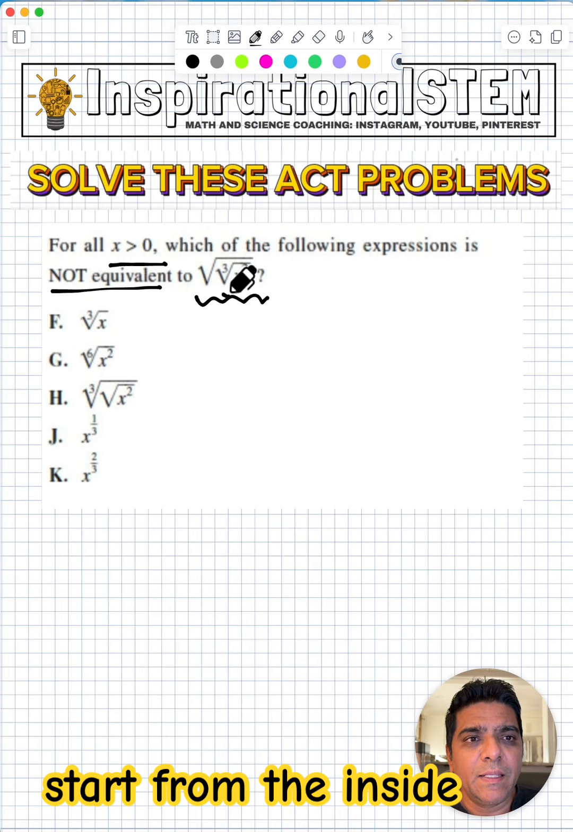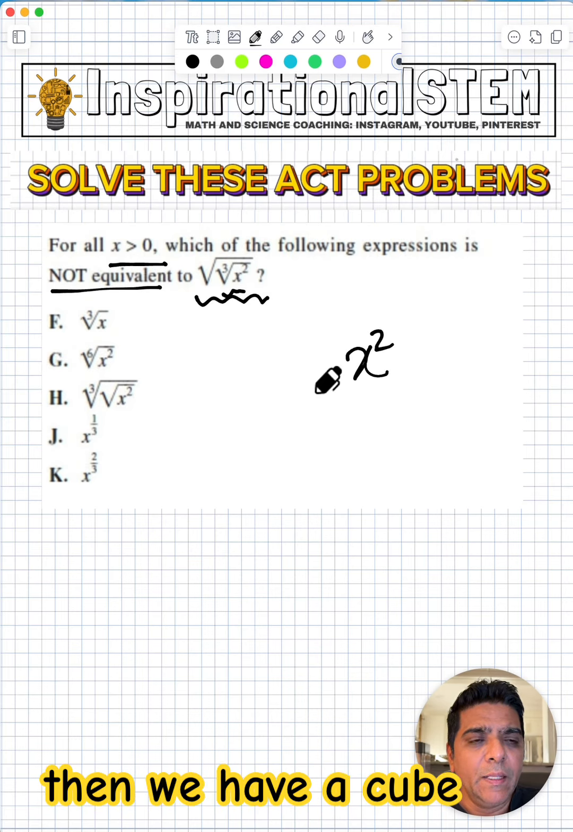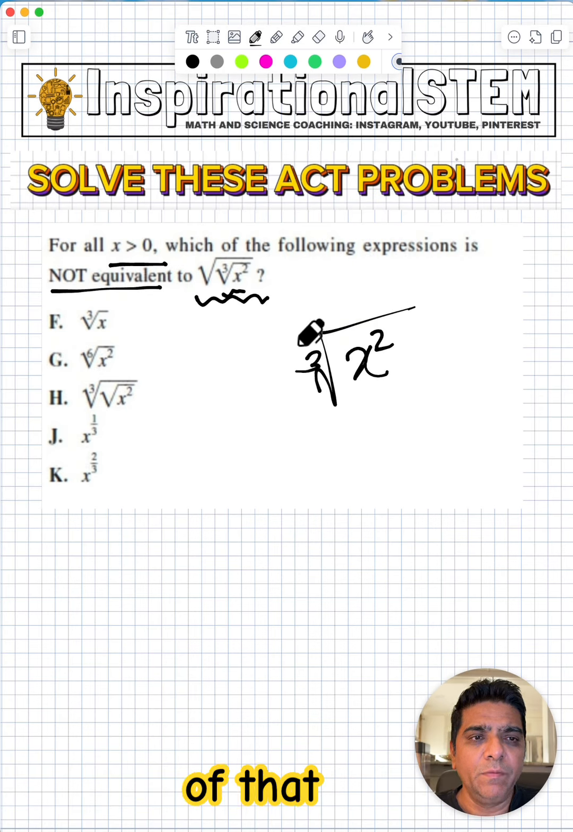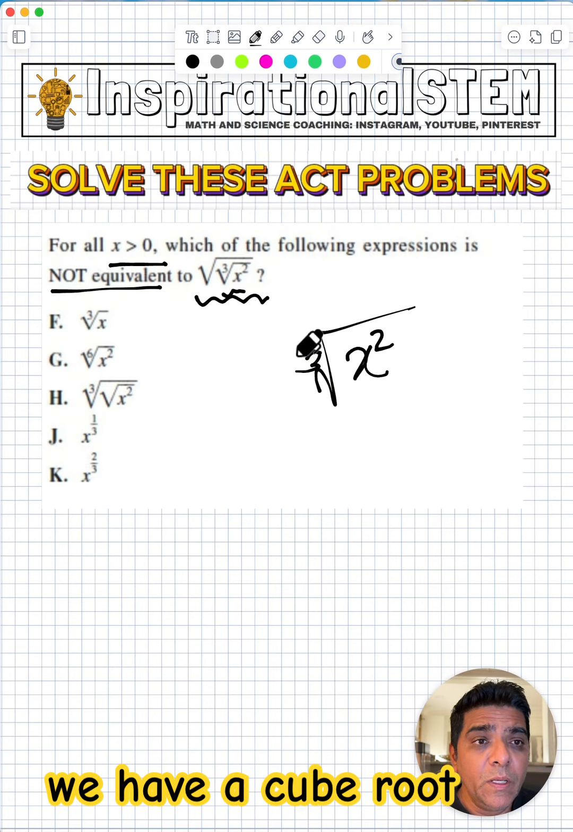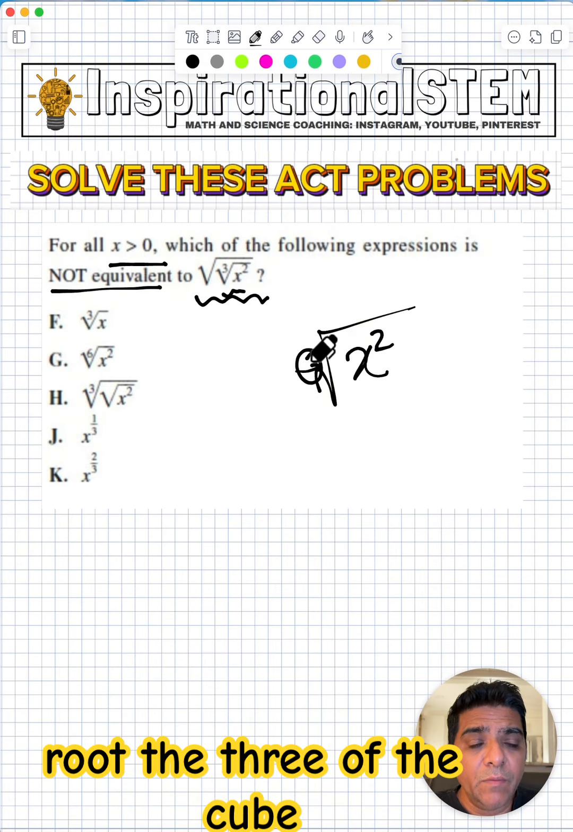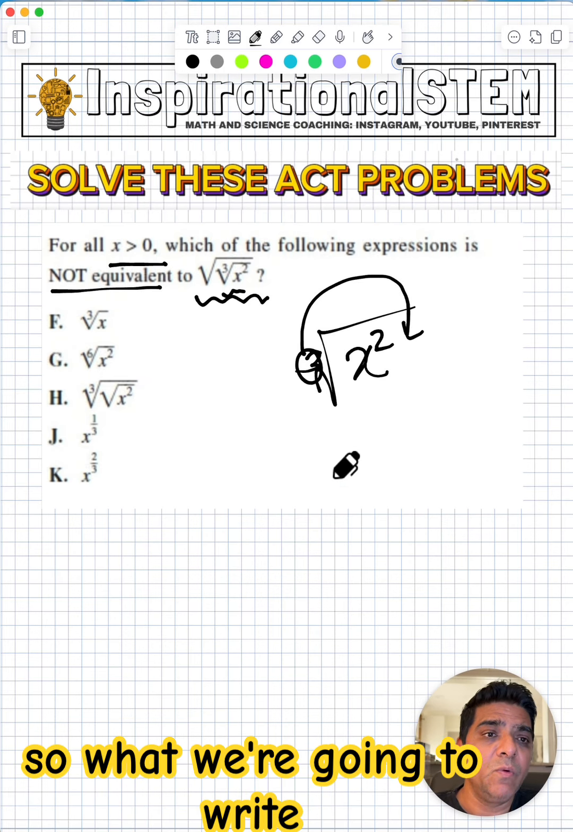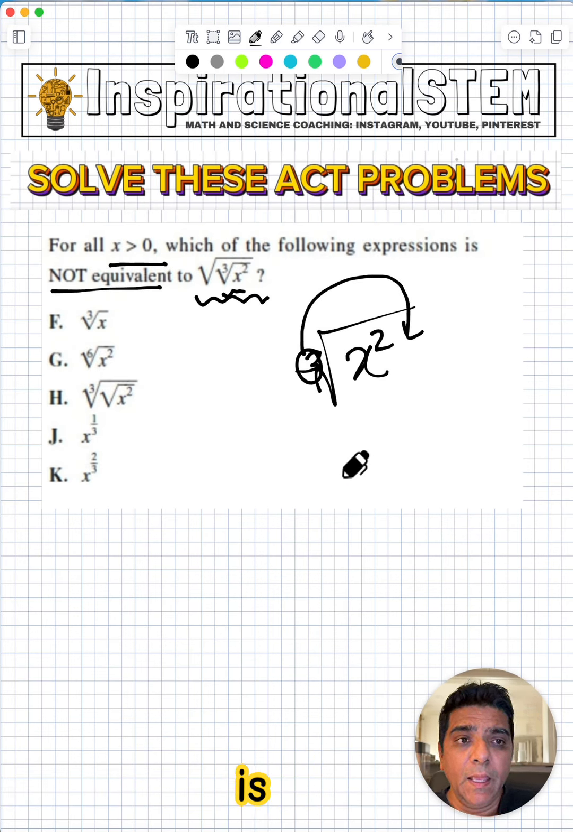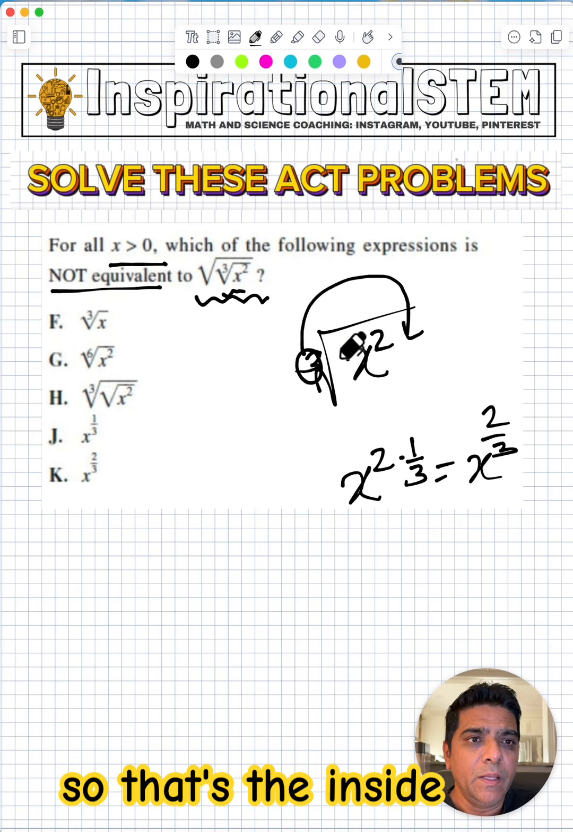So we'll start from the inside part, which is x squared, and then we have a cube root of that. Okay, so now if you remember, whenever we have a cube root, the 3 of the cube root turns into 1/3 when you multiply with the exponent. So we're going to write this as x squared times 1/3. So cube root is 1/3. Okay, so that's x to the 2/3. That's the inside part.